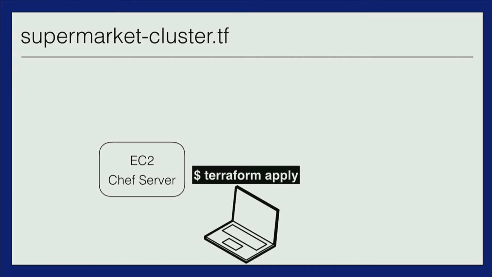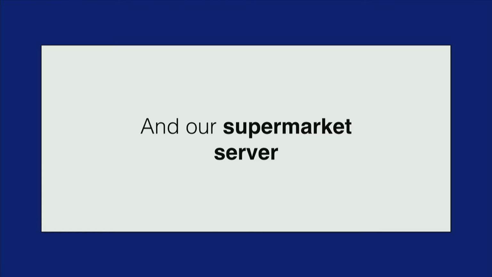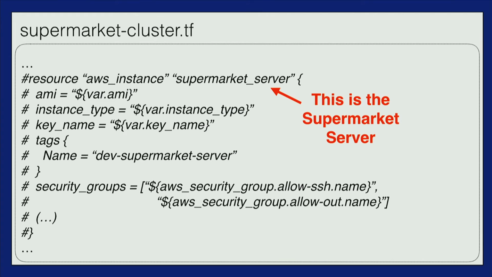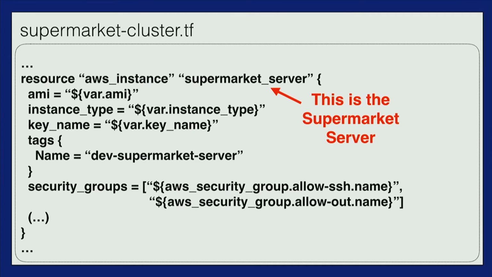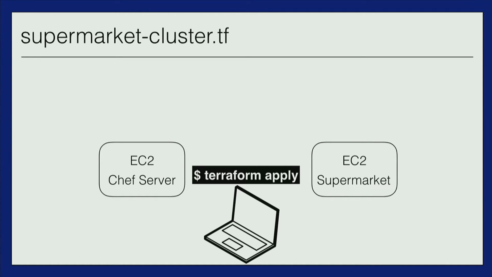I'd like to take a quick moment here. If you're wondering why I'm trying to spin up an instance without having a security group uncommented in the Terraform config, we'll get there in just a moment. So now I need to spin up my second EC2 instance, which is that supermarket server. Going in here, it looks pretty similar to my Chef server resource, and I'm going to go ahead and uncomment it. So at this point, when I run terraform apply from my workstation, I expect it to spin up those 2 EC2 instances, one to be my Chef server and one to be my supermarket server.